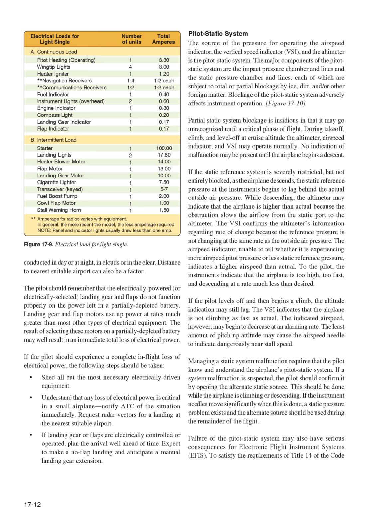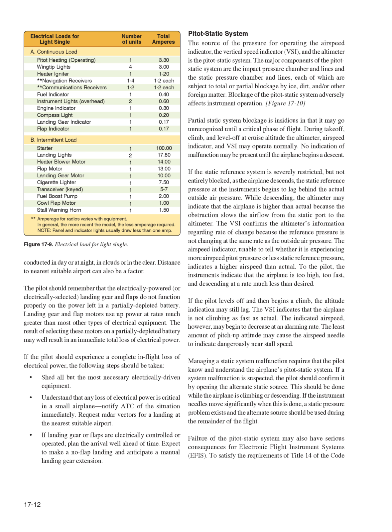The airspeed indicator, unable to tell whether it is experiencing more airspeed pitot pressure or less static reference pressure, indicates a higher airspeed than actual. To the pilot, the instruments indicate that the airplane is too high, too fast, and descending at a rate much less than desired. If the pilot levels off and then begins a climb, the altitude indication may still lag. The VSI indicates that the airplane is not climbing as fast as actual. The indicated airspeed, however, may begin to decrease at an alarming rate. The least amount of pitch-up attitude may cause the airspeed needle to indicate dangerously near stall speed.